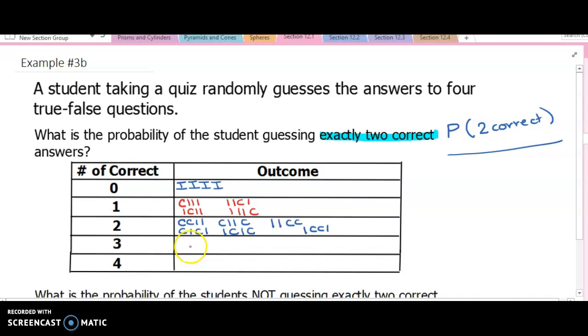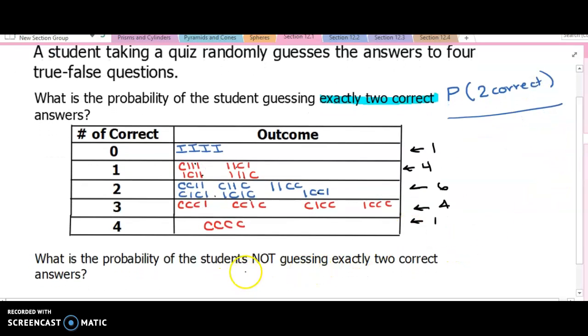Now what if 3 were correct? Well, that would mean 1 is incorrect. Or what if I answered 4 correct? There's just 1 way: correct, correct, correct, correct. So there is a total of 1 way to answer all of them incorrect, 4 ways to answer 1 correct, 6 ways to answer 2 correct, 4 ways to answer 3 correct, and 1 way to answer 4 correct.